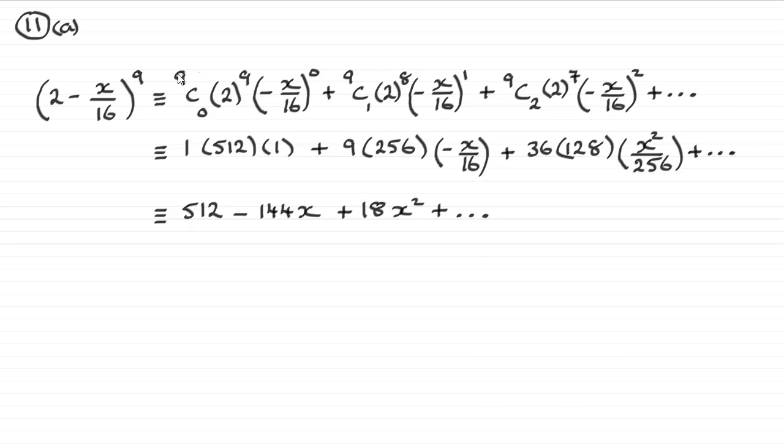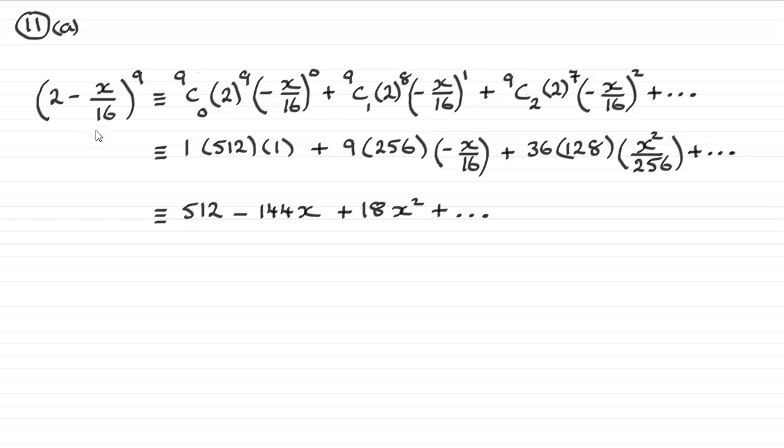So using the binomial expansion, start with the power 9c0, then it goes to 9c1, 9c2 and so on. We take the first term in the bracket, 2 in this case, raise it to the power 9 and then reduce it by 1, 2 to the power 8, 2 to the power 7.